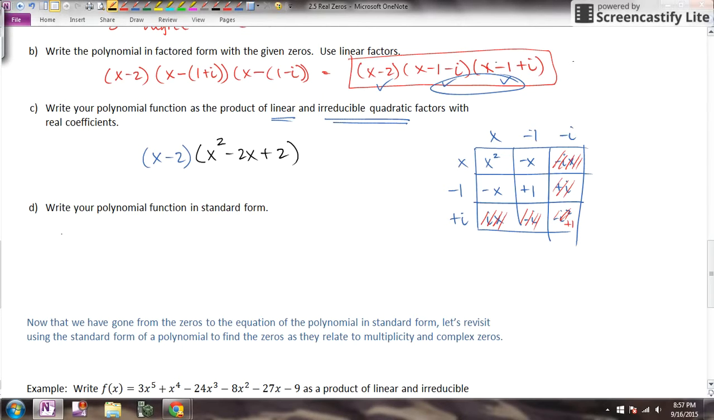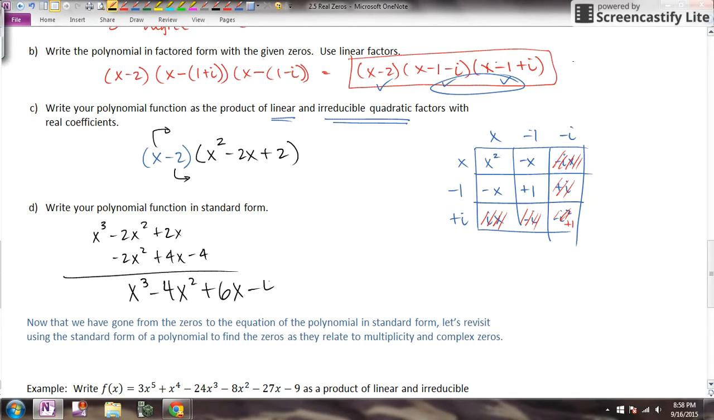Now, instead of doing the box, I'll do it the old distribution way. You could still do the box, but if I bring the x through, I have x cubed minus 2x squared plus 2x. And then I'll distribute the negative 2 through. So negative 2x squared plus 4x minus 4. And my final answer for this thing is x cubed minus 4x squared plus 6x minus 4. And there is your beautiful foiled out problem. And that's what your polynomial would look like.